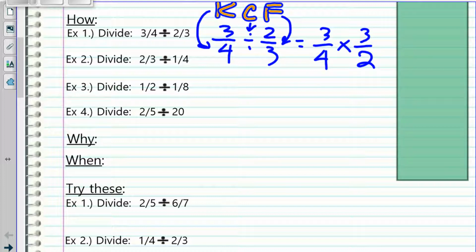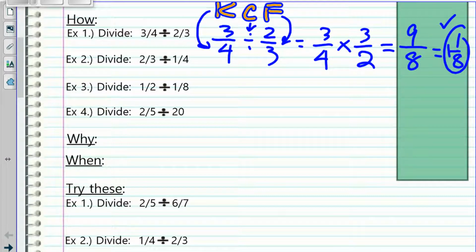That's flipping. So 3 times 3, anything to cross cancel? Nope, 3 times 3 is 9, 4 times 2 is 8. Now, look at that. What's wrong with this? Yeah, it's an improper fraction, so convert that into a mixed number for me right now. That's right, 1 and 1/8. All right, good job.